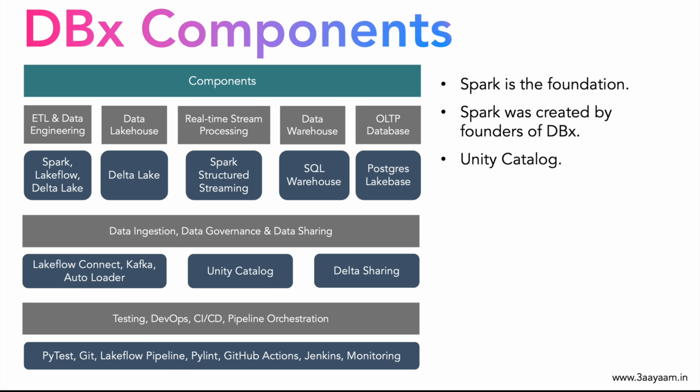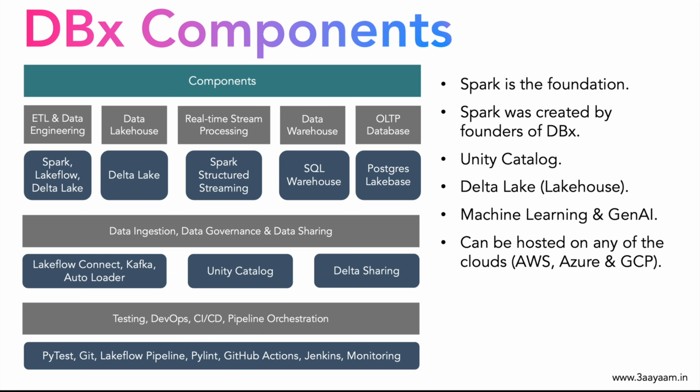It also provides Unity Catalog, which is the data governance piece. It provides Lakehouse in the form of Delta Lake. Also, the capability of machine learning and GenAI. Another interesting part is that it can be hosted on any of the clouds. It can be AWS, it can be Azure, it can be GCP also. So we can use any one of the cloud providers of our choice to host the Databricks platform.